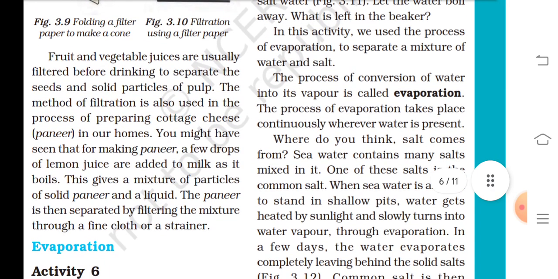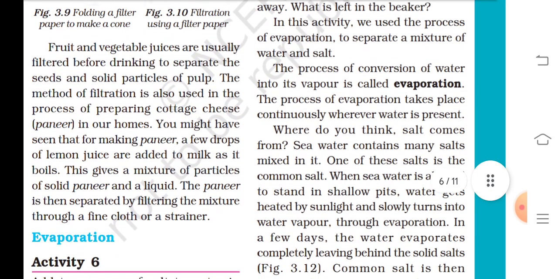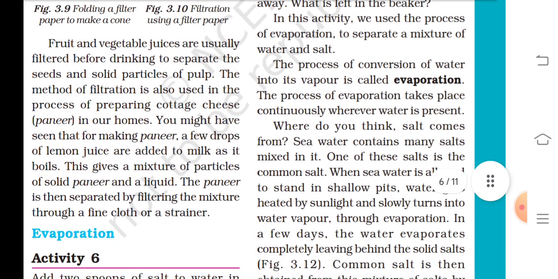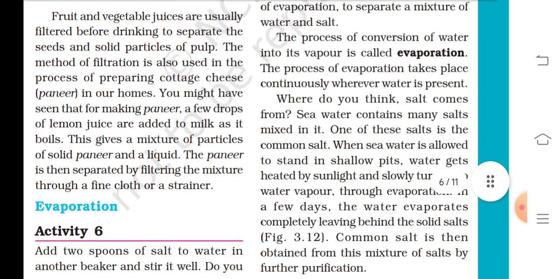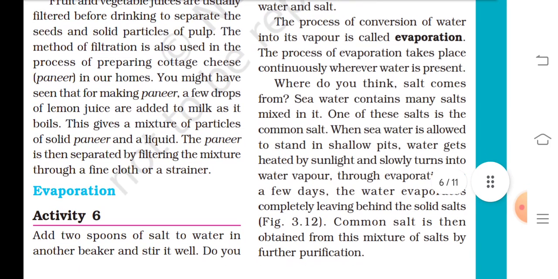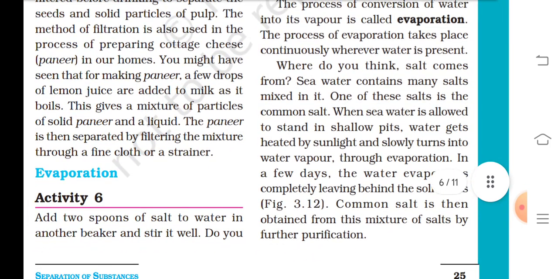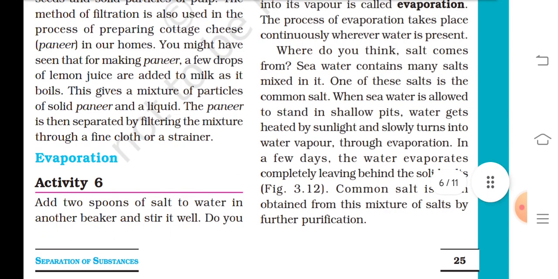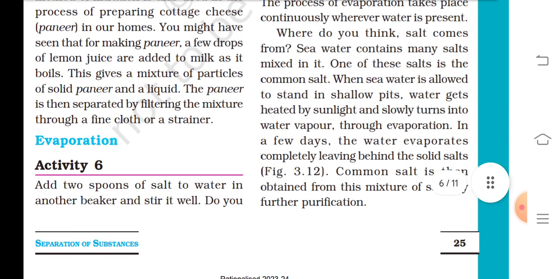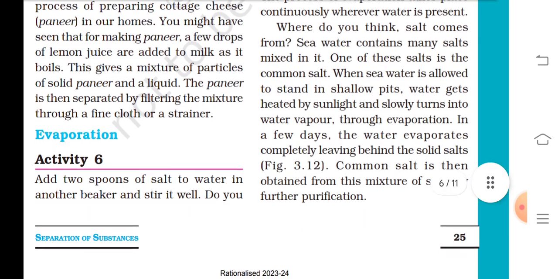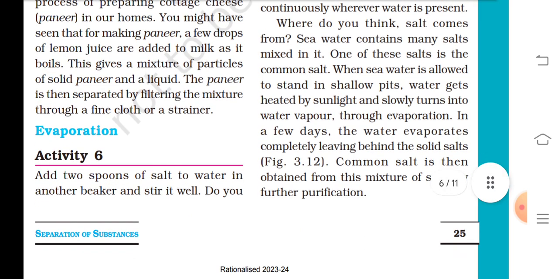In this activity, we use the process of evaporation to separate a mixture of water and salt. The process of conversion of water into its vapor is called evaporation. The process of evaporation takes place continuously wherever water is present. Where do you think salt comes from? See, water contains many salts mixed in it.